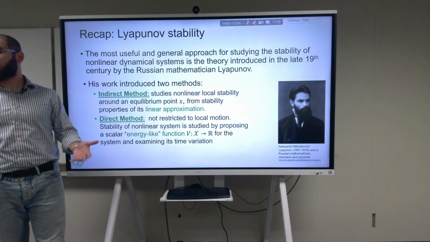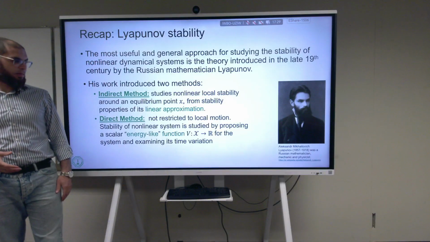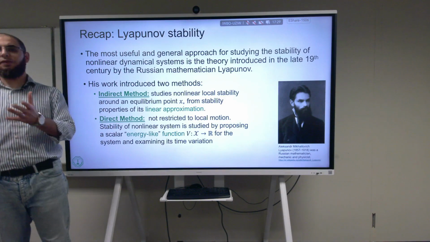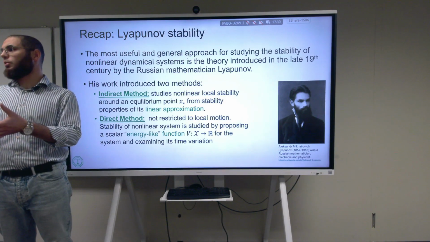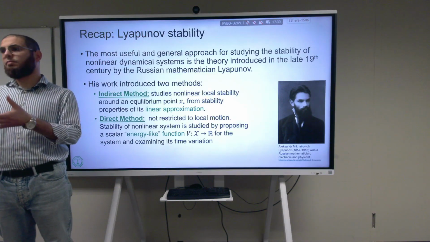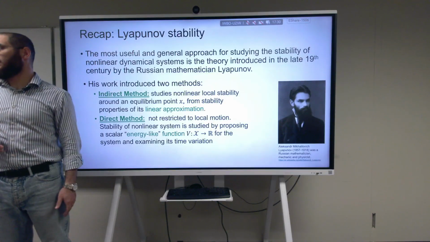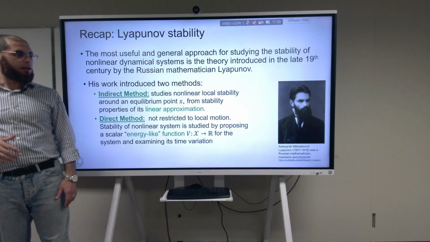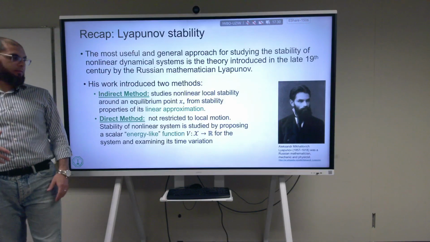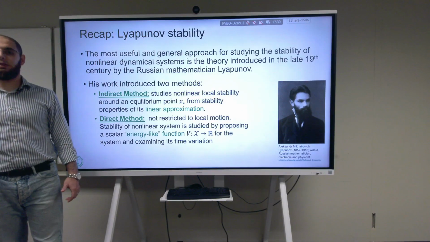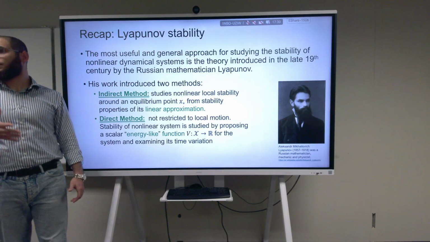There are two main works that he did, the indirect method and the direct method. The indirect method is simply to take the f of x and linearize it around this equilibrium point, by computing the Jacobian, evaluating it at the point, and then looking at the eigenvalues of this matrix. From these eigenvalues you can identify the local asymptotic stability or the instability of that point.